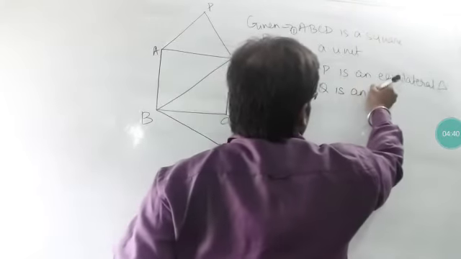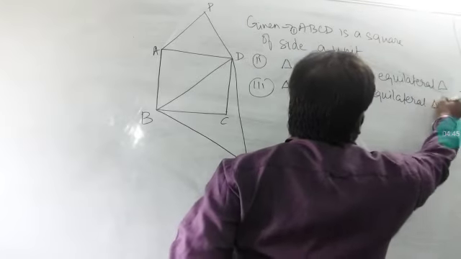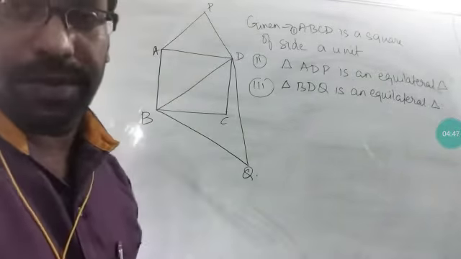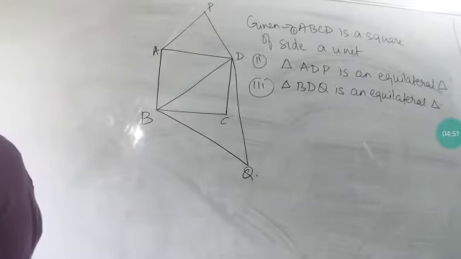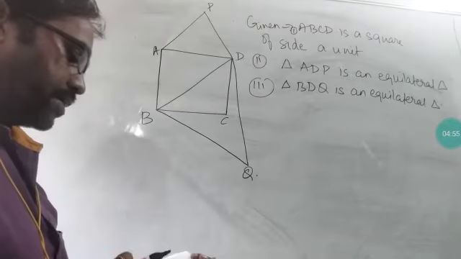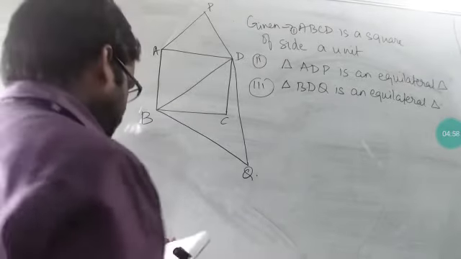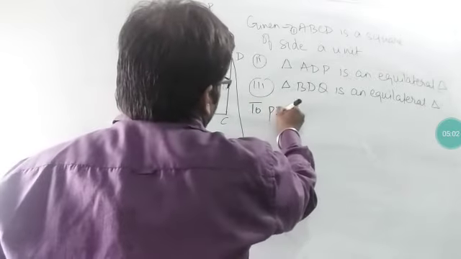Second is triangle BDQ. This is also an equilateral triangle, but made on the diagonal. So first of all, we will try to find out what the sides are, and what we have to prove here.